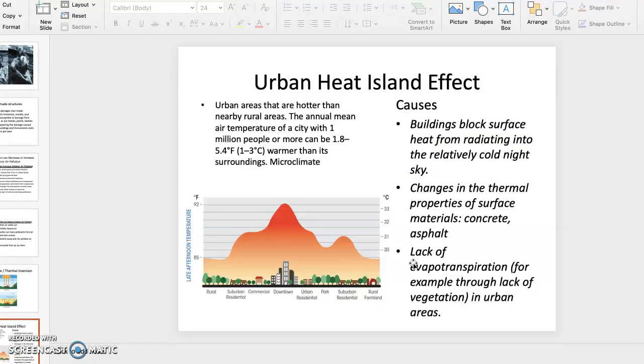Urban heat island effect. Urban areas are going to be hotter than rural areas. This is going to be where the temperature is higher, with the annual mean of the air temperature of a city with 1 million people or more can be 1.8 to 5.4 degrees Fahrenheit warmer than the surroundings. This is caused because buildings will block the surface heat from radiating into the relatively cold night sky, changes in the thermal properties of surface materials, concrete and asphalt, and a lack of evapotranspiration in urban areas.